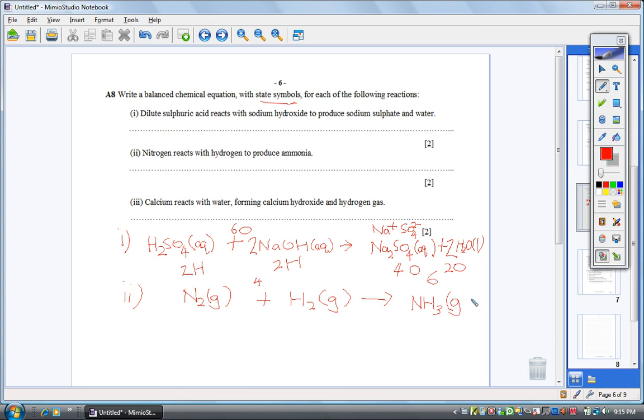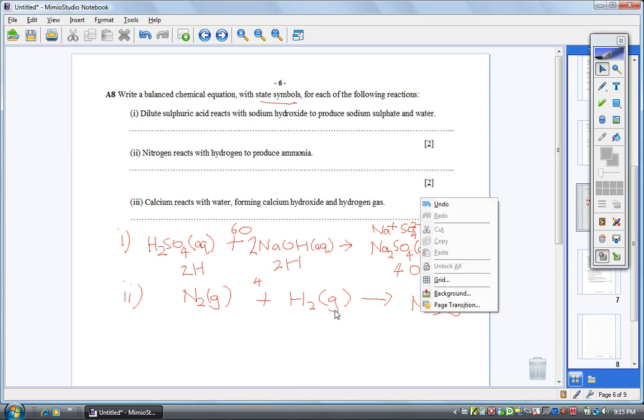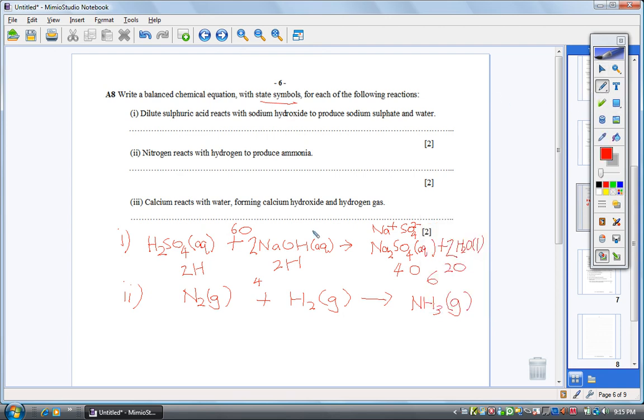Ammonia is NH3. Okay, so first we look at hydrogen, with 2 on the left hand side and 3 on the right hand side. So the common multiple for hydrogen is 6, because in this case it's between 2 and 3. So I insert a 3 here beside hydrogen and a 2 beside ammonia, which balances the hydrogen, and at the same time the nitrogen is balanced as well.